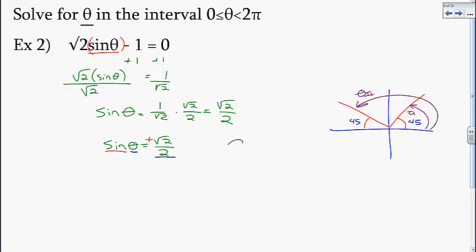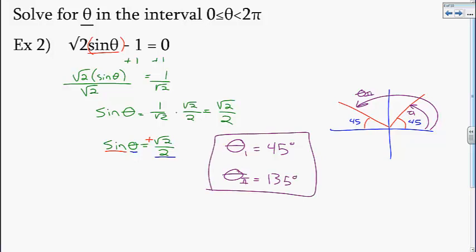Now we can easily find our values of theta, with theta in quadrant 1 equal to 45 degrees and theta in quadrant 2 equal to 135 degrees. However, I am not done. I realize my interval is in radians, so I must have angle values in radians. I multiply both my angles by the conversion factor, pi over 180, and get the radian values for my angles as shown.